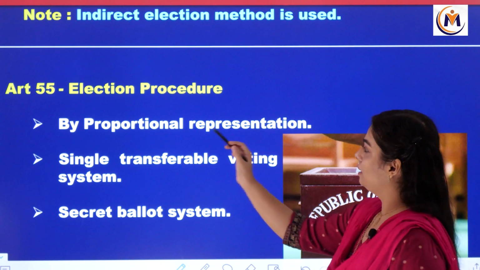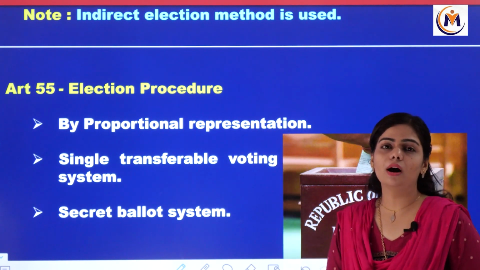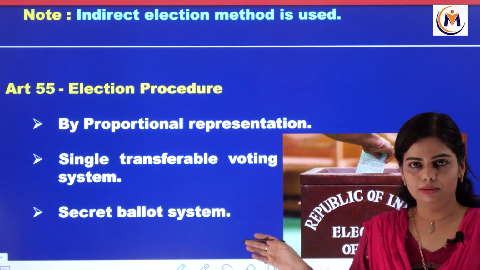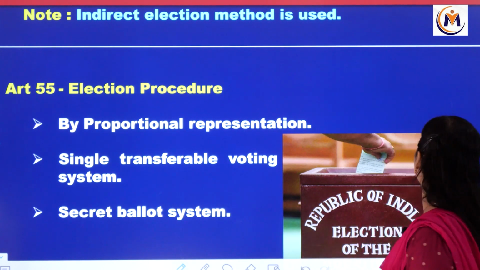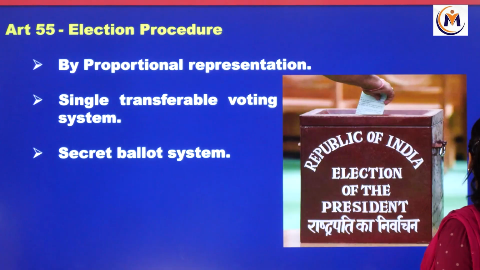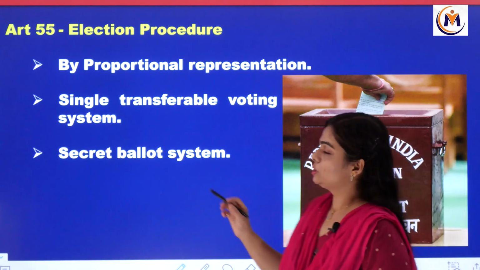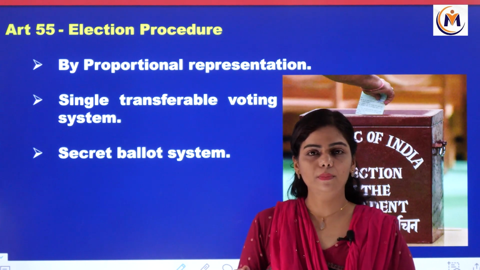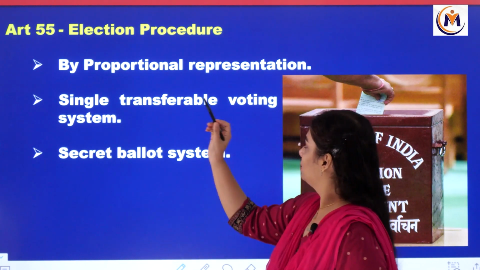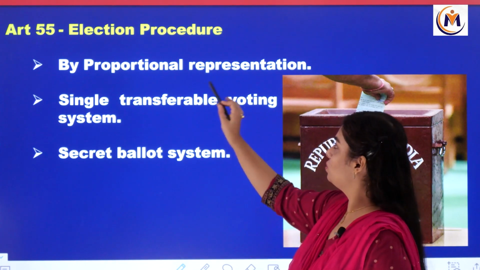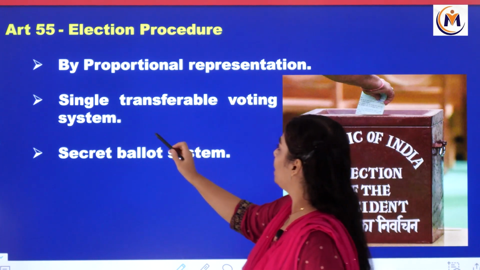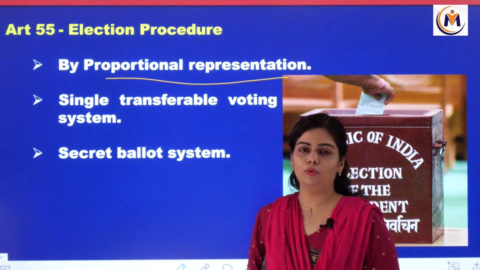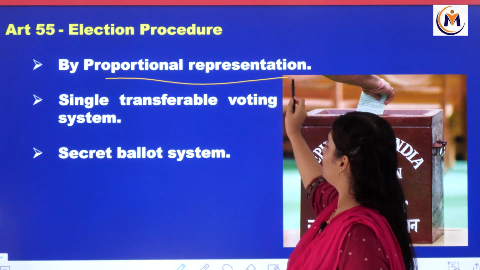Now comes Article 55. What are the election procedures regarding electing the President of India? So, Article 55 mentions the election procedures for the President of India. The first method included in the election procedure is the proportional representation system. What is this proportional representation?